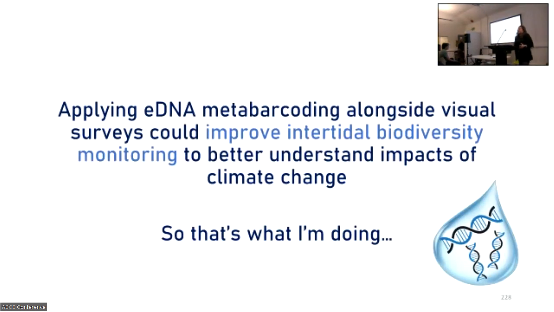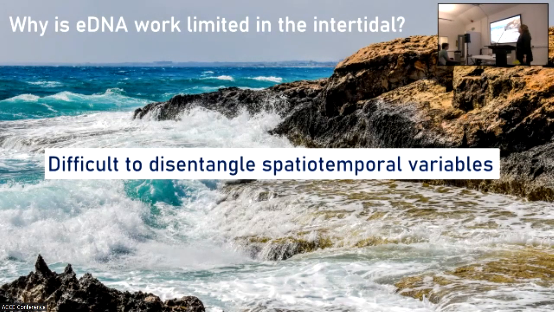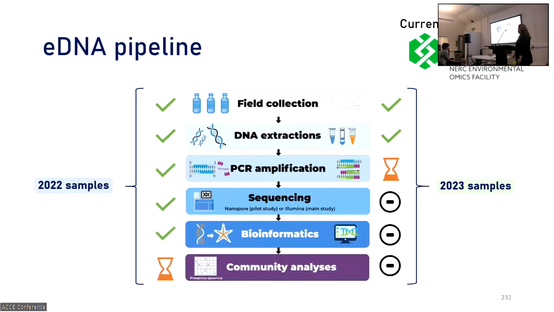Applying these eDNA methods could really improve the way we monitor intertidal environments, and so that's what my project's looking at. The work in the intertidal is quite limited, because it's a super dynamic and diverse environment, and it's very difficult to disentangle these spatial and temporal variables. So for the first two chapters of my project, I'm firstly looking to see the spatial capability of eDNA in rocky shores. And secondly, I'm going to do a comparison between the visual survey data and the environmental data to see how they differ and what they detect. I'm targeting all of the Markland species that currently are on Nova's detection list.